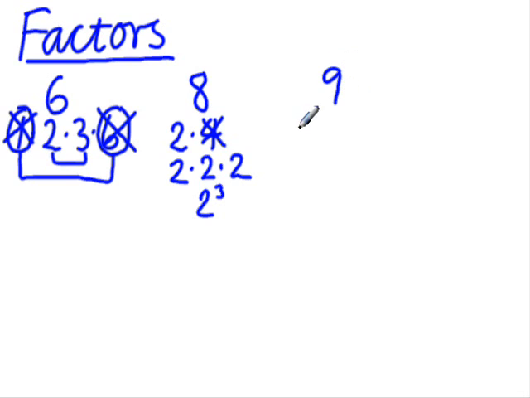9. Exclude the factors 1 and 9, and the only prime factor is 3. The only prime factor of 9 is 3. And 3 times 3 is 9, so we can write that as 3 squared equals 9. Let's take a look at some others.